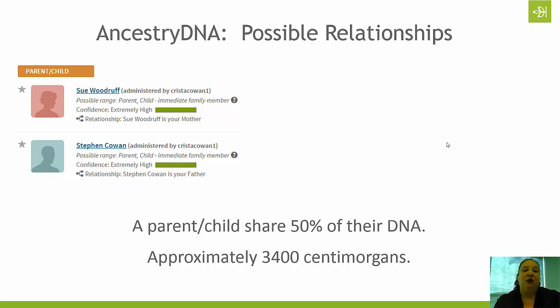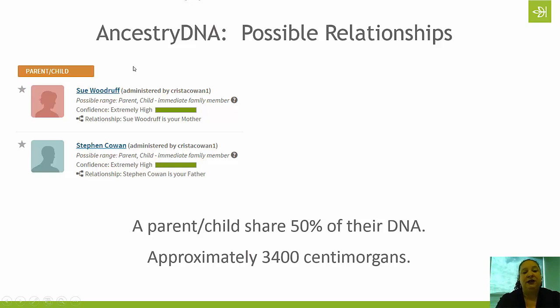The first category on the match list is parent-child. So if one of your parents or one of your children have taken a DNA test, they will show up in this parent-child category. If you have had no parent or child tested, you won't even see the category. Now, parents and children share about half of their DNA. You get half your DNA from each parent, right?